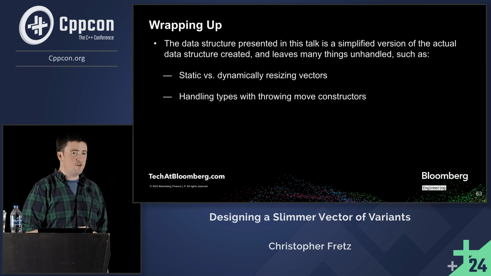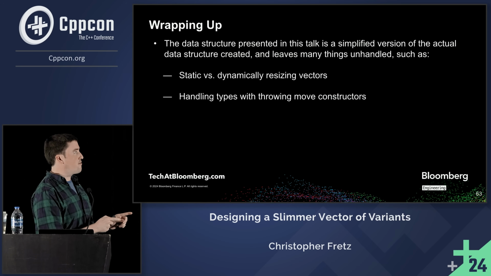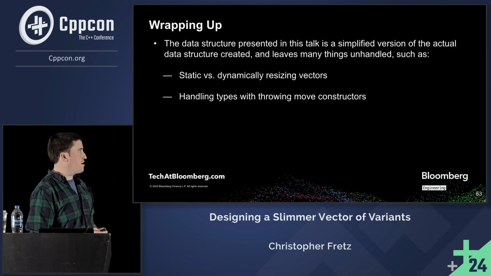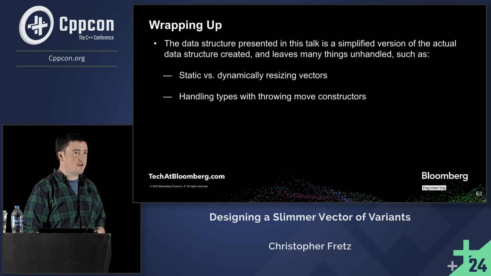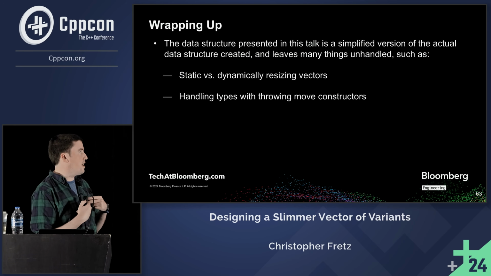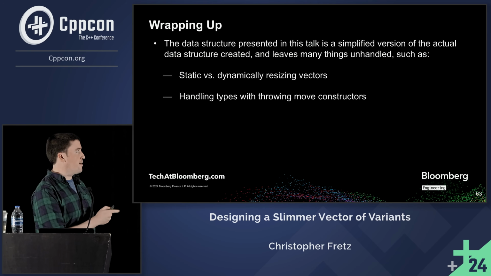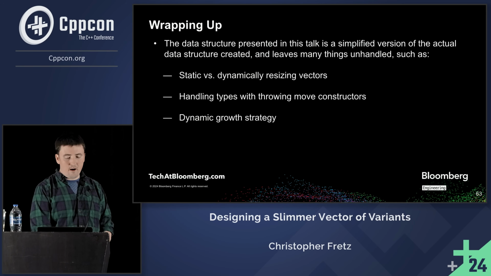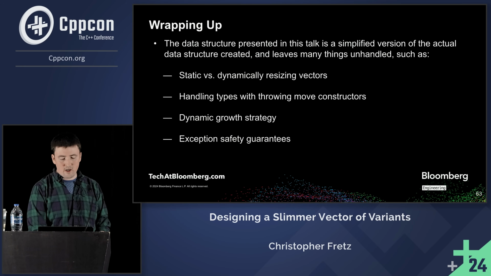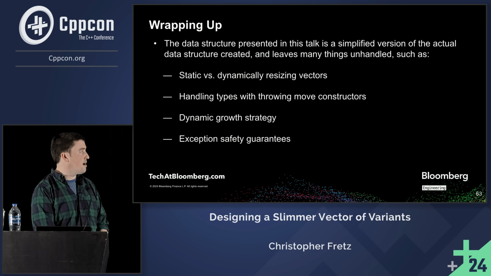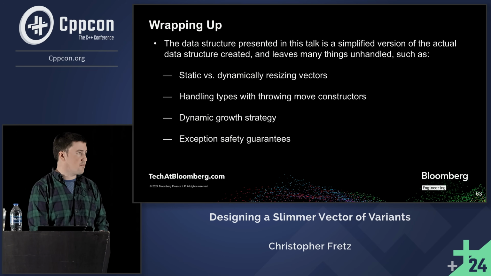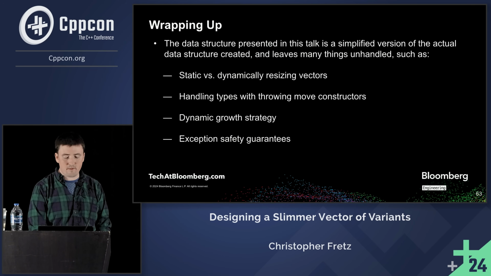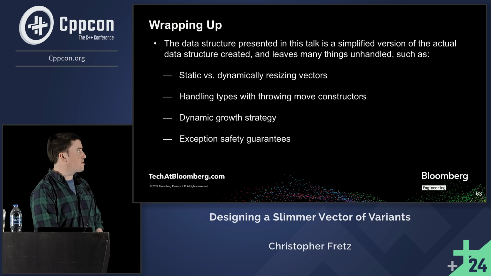Handling types with throwing move constructors. This actually now reminds me, I really want to find out how in-place vector handles that. Because if you're storing the objects inside of your type, types with throwing move constructors can break your type. So it will actually be kind of interesting to see how in-place vector handles that. Yeah, dynamic growth strategy I mentioned, exception safety guarantees, what should happen if something throws in the middle of a push_back or something like that. But yeah, there's kind of a bunch of additional space here.